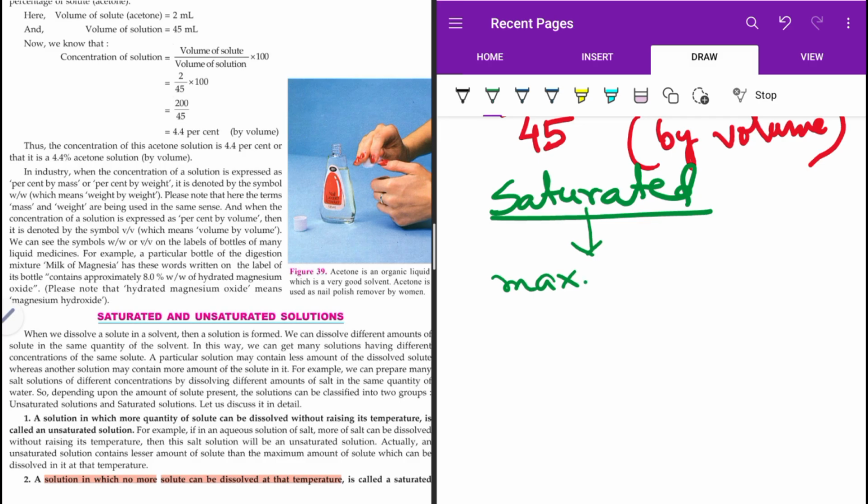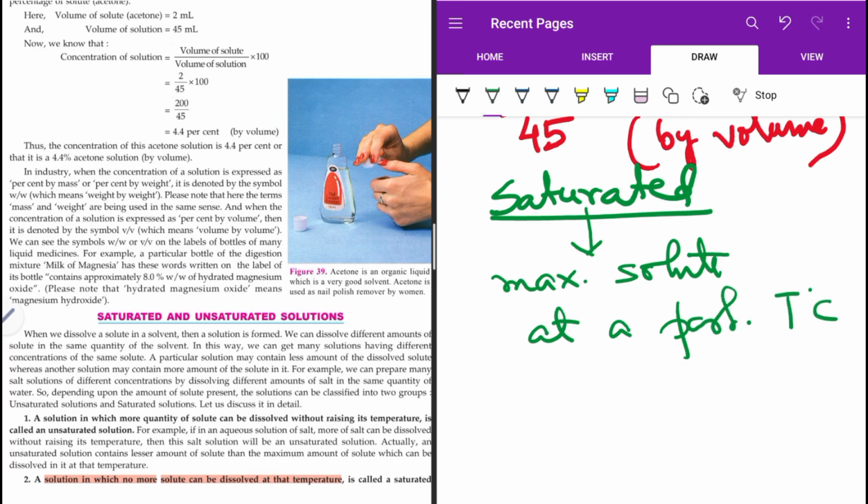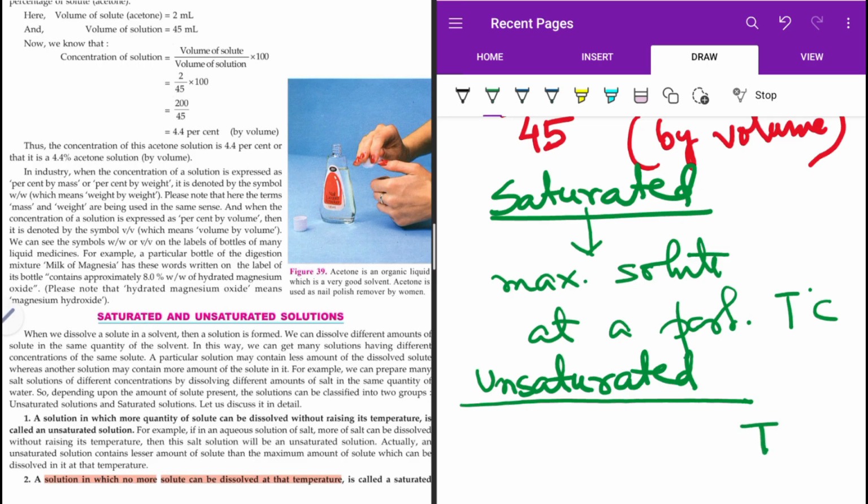Means the maximum solute is dissolved at a particular temperature, say T degrees Celsius or Kelvin, whatever it is, but at a particular temperature, the maximum possible amount of solute is totally dissolved. That is known as saturated solution. Obviously, unsaturated means yet to be saturated, not yet saturated. That is known as unsaturated. But the temperature remains constant, T degrees Celsius or Kelvin, whatever.